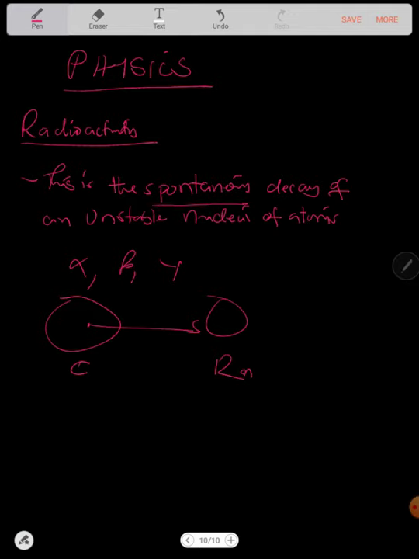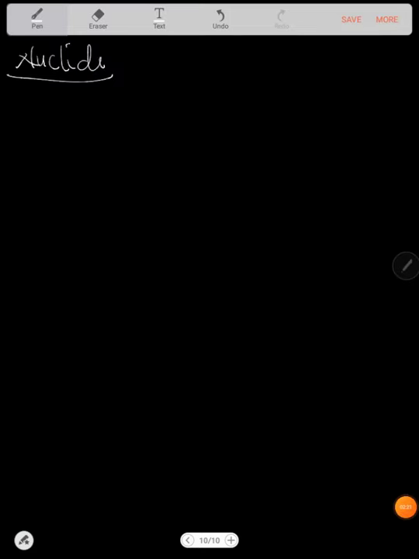Now, this is spontaneous because it happens randomly. You understand? If you can't put it as spontaneous, you can say random. You cannot predict it. It just happens. Now, there are different forms of nucleus known as nuclei. So this is just a different form of a nucleus.